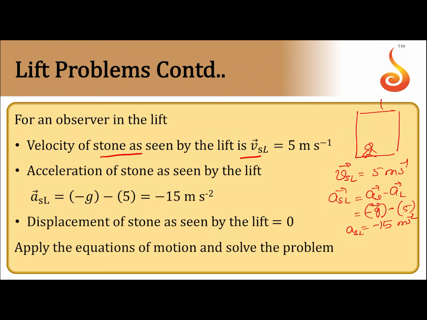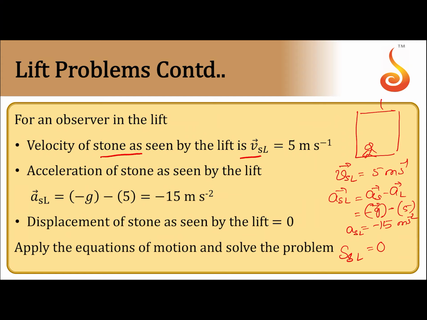Now, displacement of the stone as seen by the lift. What is it? It is 0. Why is it 0? Because it starts from the person's hands and it comes back to his hand. So, the net displacement happens to be 0, as it returns to the starting point.